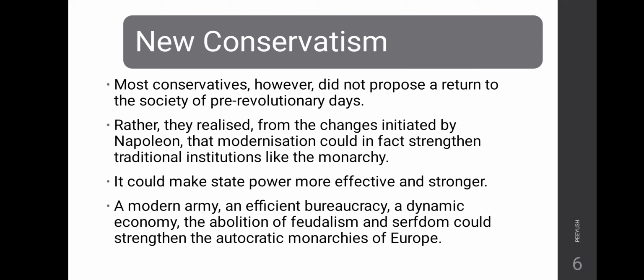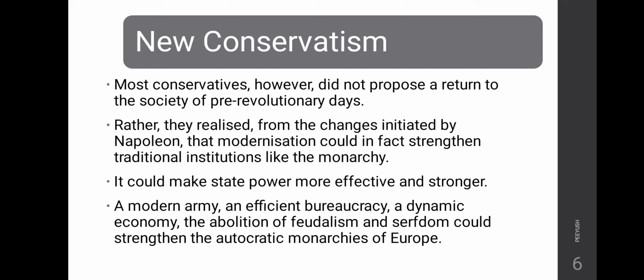Now, let's talk more about new conservatism. Most conservatives, however, did not propose a return to the society of pre-revolutionary times. As I said on the previous slide, the conservatists did not want it in the same fashion that it was present before 1789. They wanted change, but not quick change. Rather, they realized from the changes initiated by Napoleon that modernization could in fact strengthen traditional institutions like the monarchy.